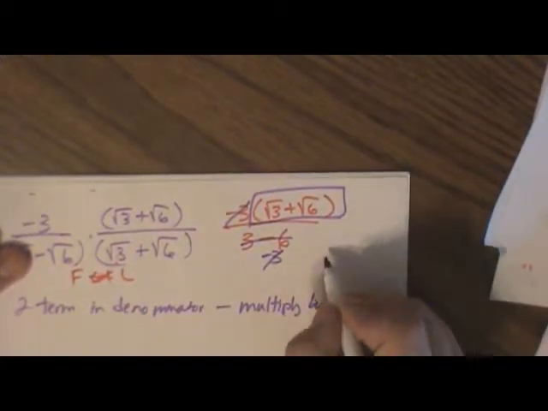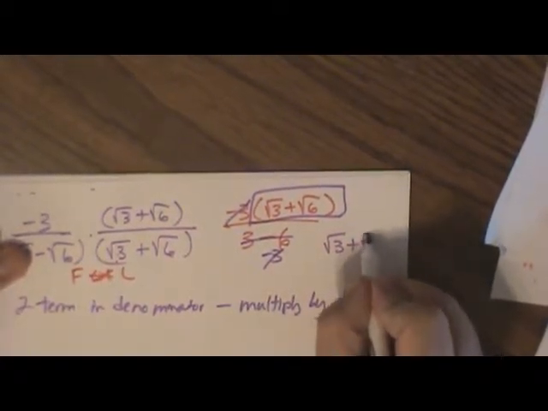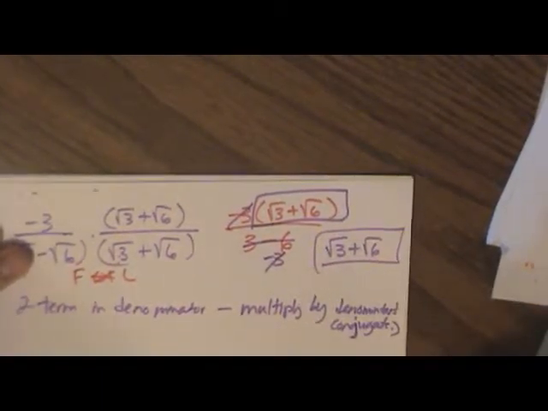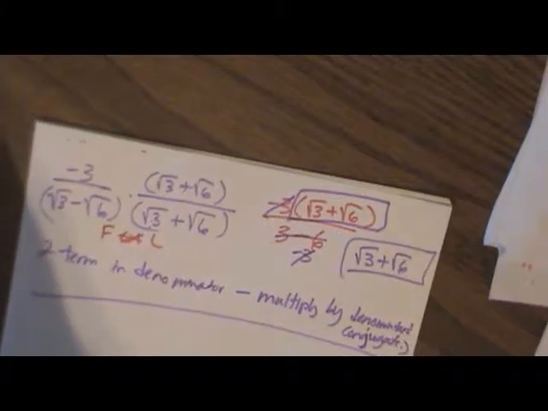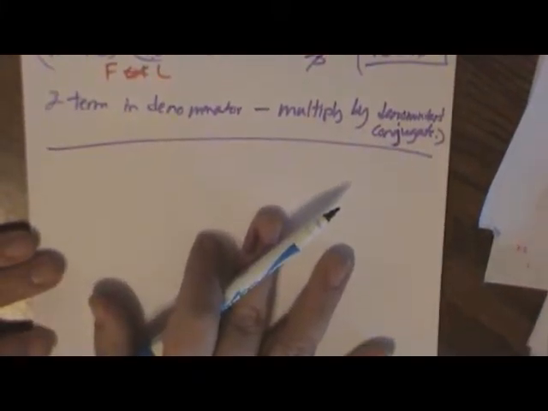Square root of 3 plus the square root of 6 is our answer for this one. Okay. Let's try another one.